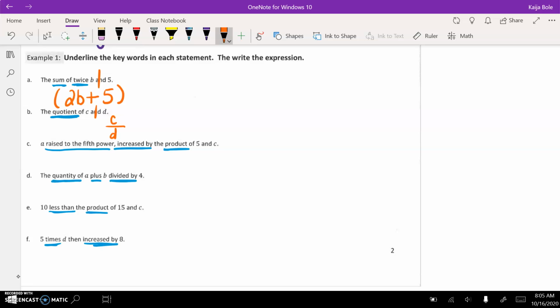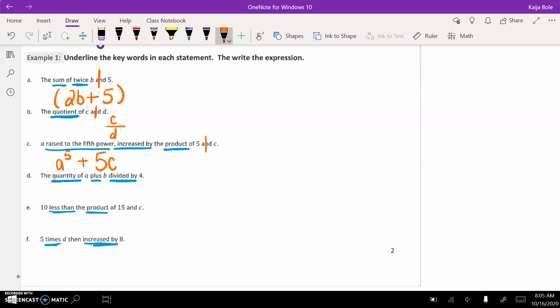Part C, A raised to the 5th power, increased by the product of 5 and C. Okay, so there's a comma there. That means a little pause. So A raised to the 5th power, so that'd be A to the 5th. Then we have increased by, that's addition, the product of 5 and C. So increased by, we've got that product is multiplying, so 5 times C.